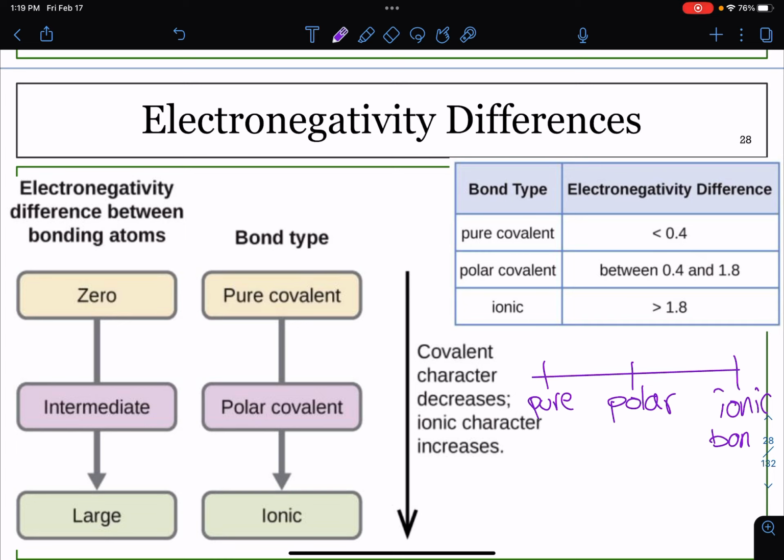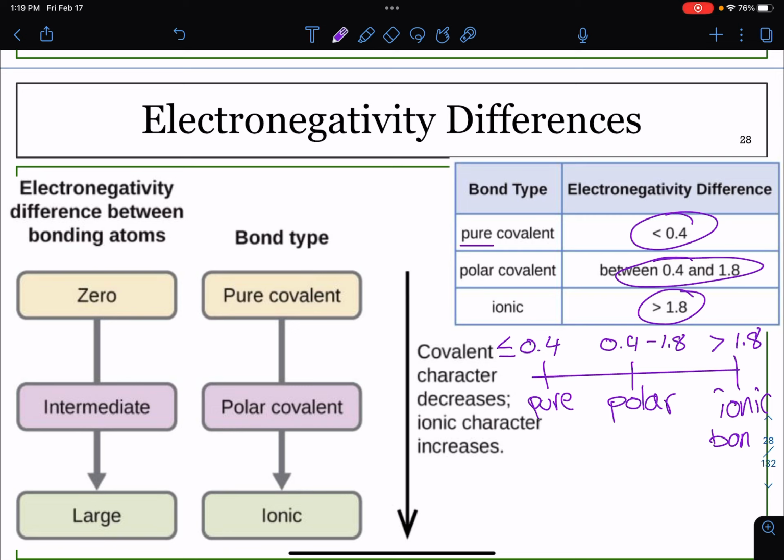If you compare the two atoms and their difference is 0.4 or less, then we call that a pure covalent bond. So this is roughly 0.4. I'll say less than or equal to 0.4. A polar covalent bond is where the difference is somewhere between 0.4 and 1.8. And if the difference is greater than 1.8, then that is an ionic bond.